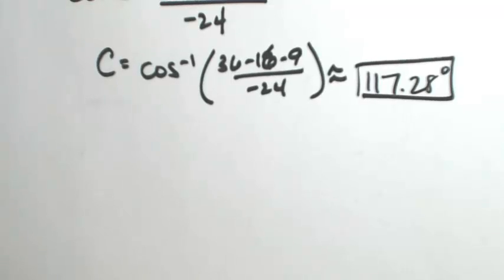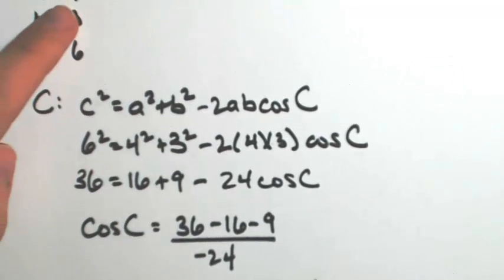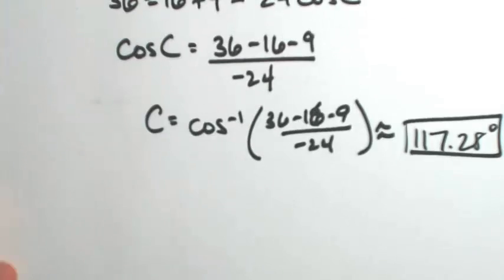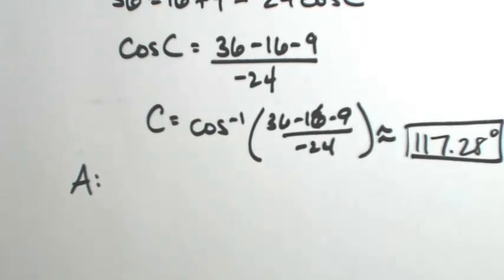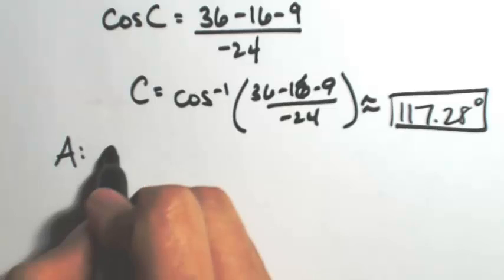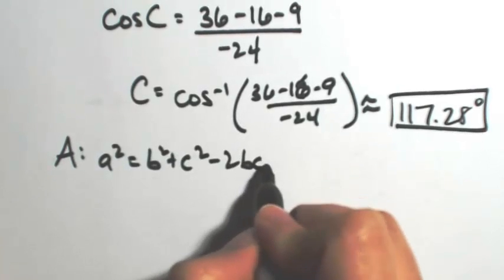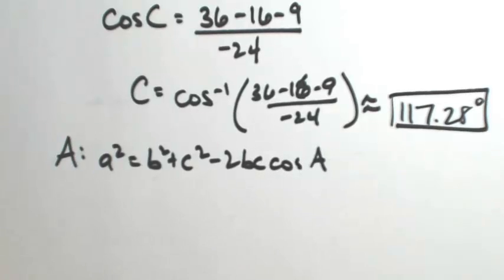Okay, let me find maybe the next larger angle. So side 4 is the next larger side, so the next larger angle would be angle A. So I'm going to do the exact same thing, this time involving side A. So A squared equals B squared plus C squared minus 2BC cosine of angle A.